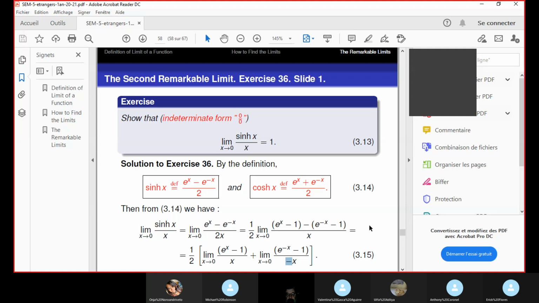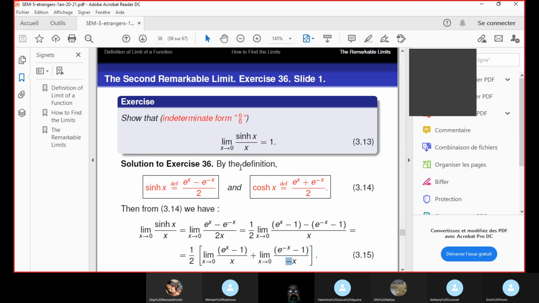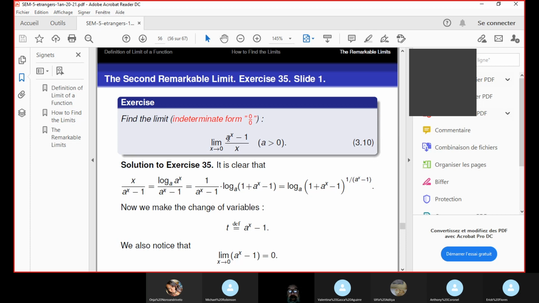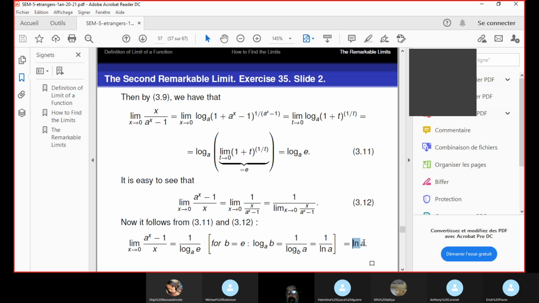Yes, I agree. Good. So, you see, we refer to the previous result. We want to find the limit if a is equal to e of this function. You see, we know that this limit will be the logarithm to the base e of e, that is, this limit is 1. Do you agree?